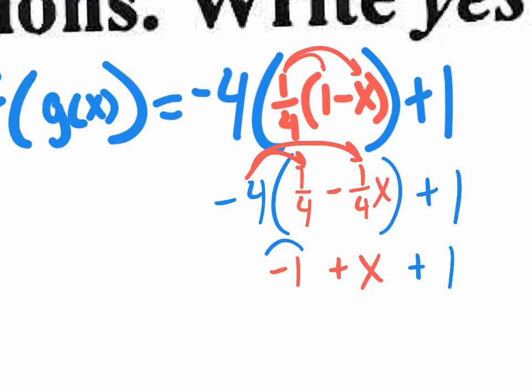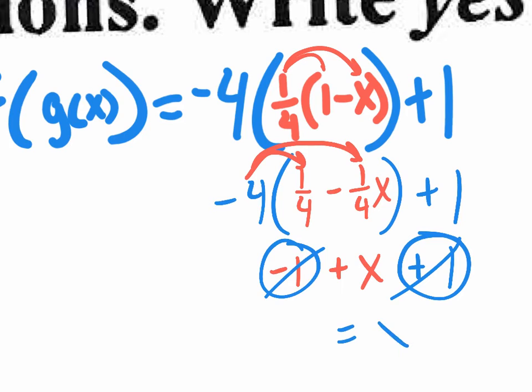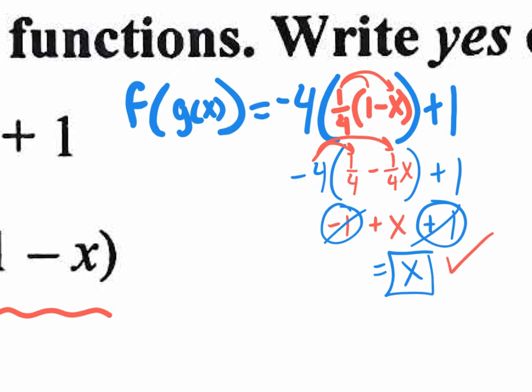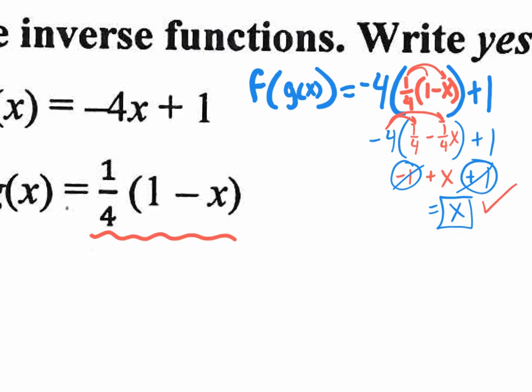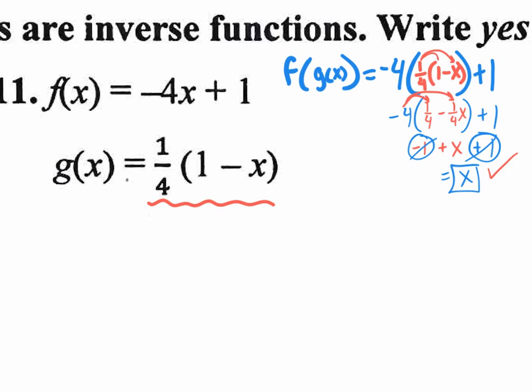What happens when I combine the negative 1 with the positive 1? They cancel out. You just end up with x. And that's what we're looking for. Check. When I plug in one function into the other function, if I just get x, if everything else cancels out, I know so far they are inverse functions of each other. But it has to work both ways. I also need to check and make sure that when I plug in my f of x into my g of x, it also needs to equal x.